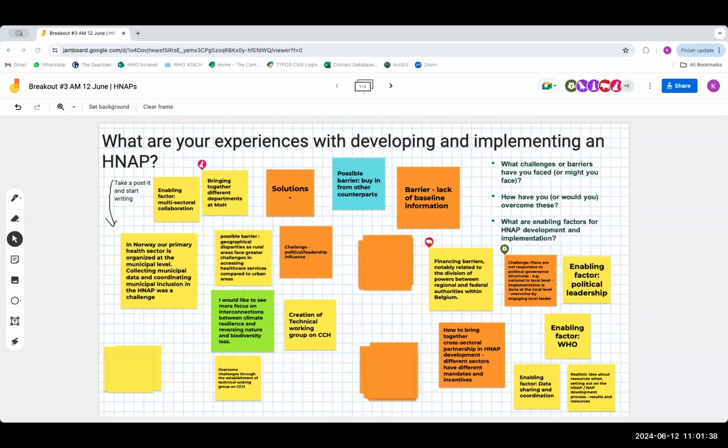So to overcome these challenges, we propose the creation of dedicated technical working groups, aligning HNAP with broader adaptation priorities, and also involving all governance levels from the local to the central government. So documenting resource needs and integrating HNAP into national policies are crucial, along with regular updates of the VNA assessments. So political leadership and multi-sectoral collaboration and also clear data sharing policies are vital for successful HNAP development and influence. So yeah, in a nutshell, this is what I captured from our group.